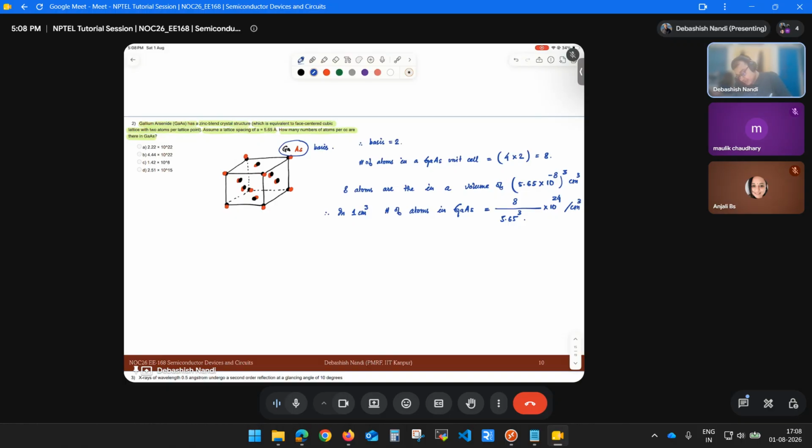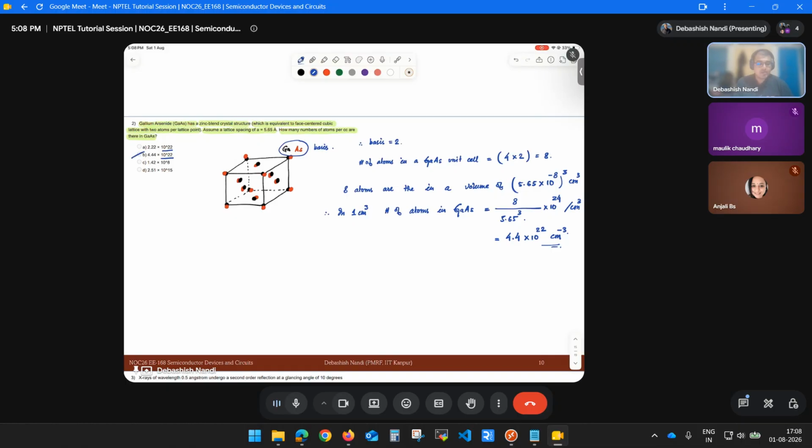Okay. And this will come out to be, it has to be something between these two. You can just check, 8 divided by 5.65 cube will turn out to be 4.4 into 10 raised to 22 atoms per centimeter cube. This is how you find out the atomic density.